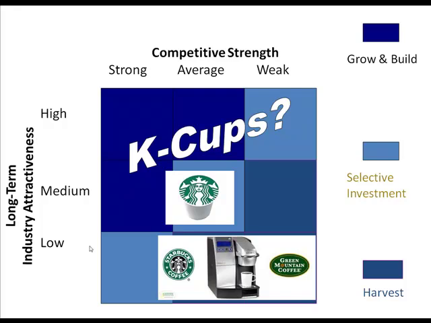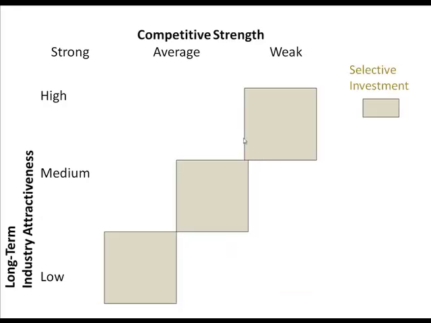Long-term industry attractiveness, that might be hard to assess as well because this K-Cup machine might be in a mature part of the product life cycle. It's been out for several years. It remains to be seen exactly where it is, but I would argue that it's somewhere between medium and high in terms of long-term attractiveness. We're not really sure yet. Nevertheless, it probably puts that Starbucks offering right around my cursor is, and that would call then for selective investment.